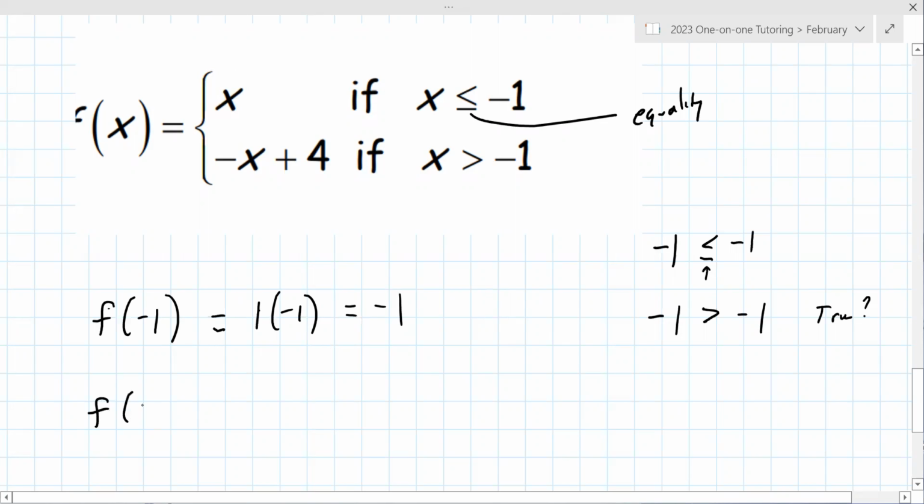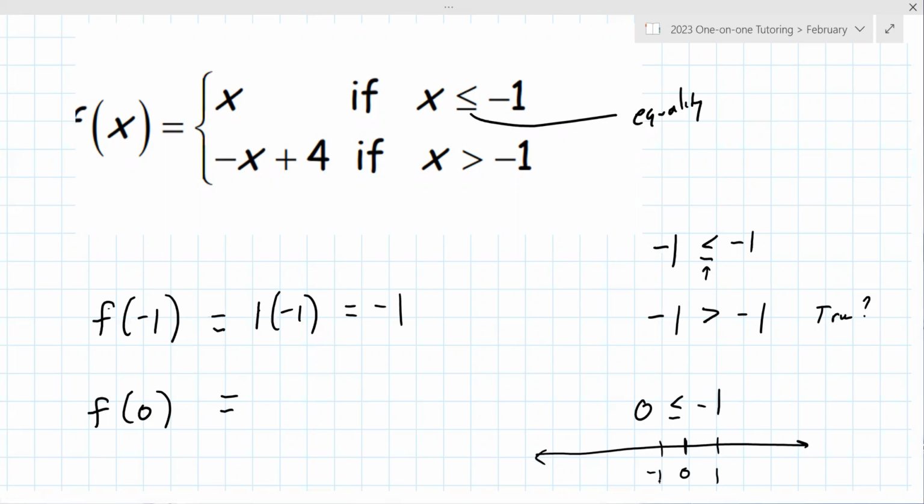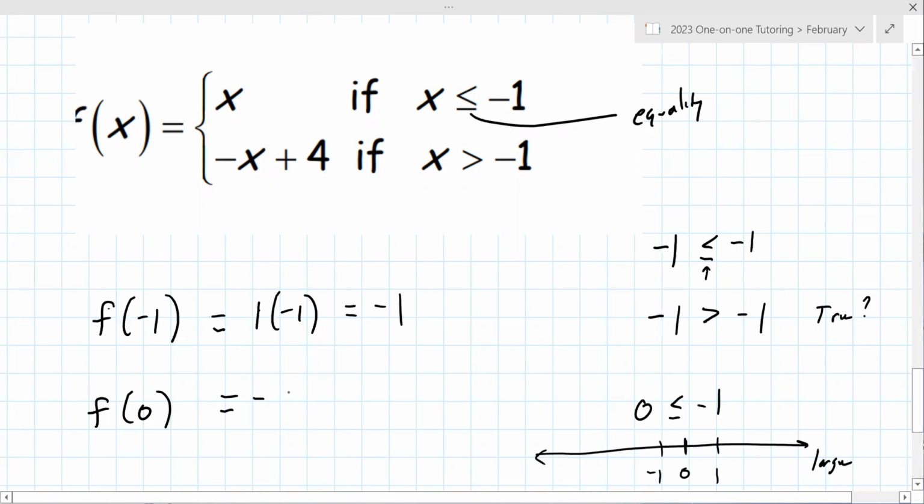Great. How about f of 0? F of 0, which one are we using? The top or the bottom? Okay, so again, here's what you're telling me. 0 is less than or equal to -1. On a number line, let's say 0 is there. It's the bottom one. Okay, and in some ways it's like which one is more to the right? The more to the right are the larger numbers. So what is 0 plus 4? It's just 4.